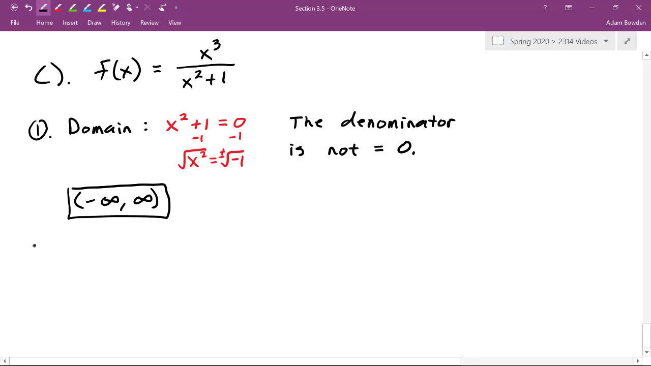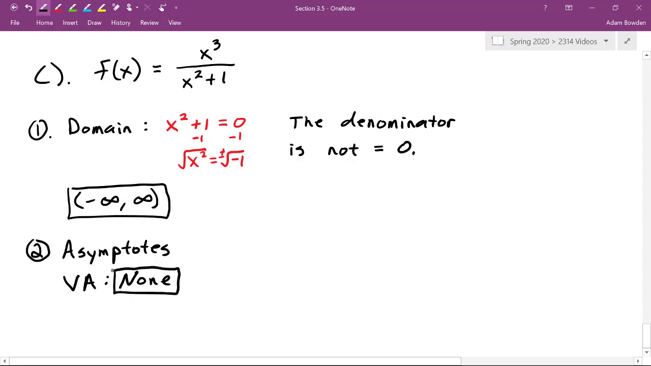This also informs us about the asymptotes. So for vertical asymptotes, we're not going to have any vertical asymptotes. And that's because the denominator is not equal to 0 for real numbers at least. So there's no vertical asymptotes. So let's talk about the horizontal asymptotes.